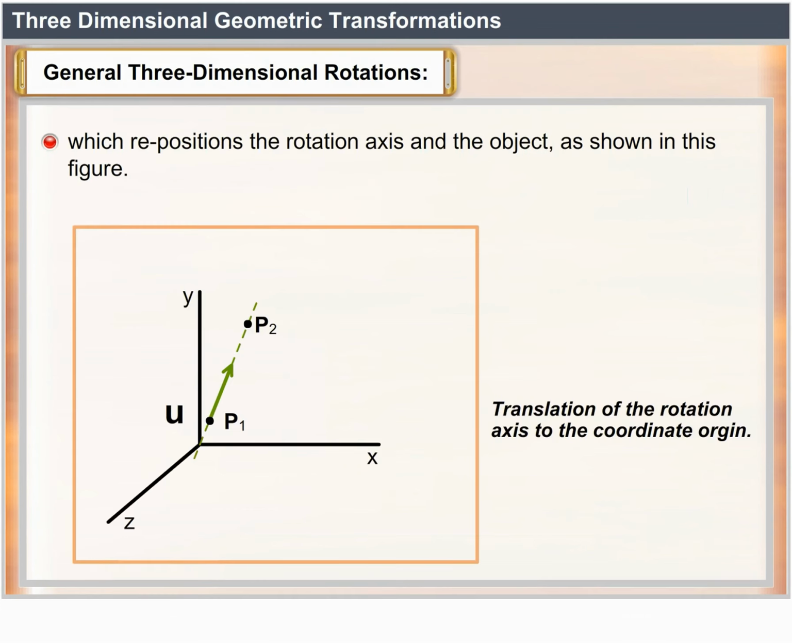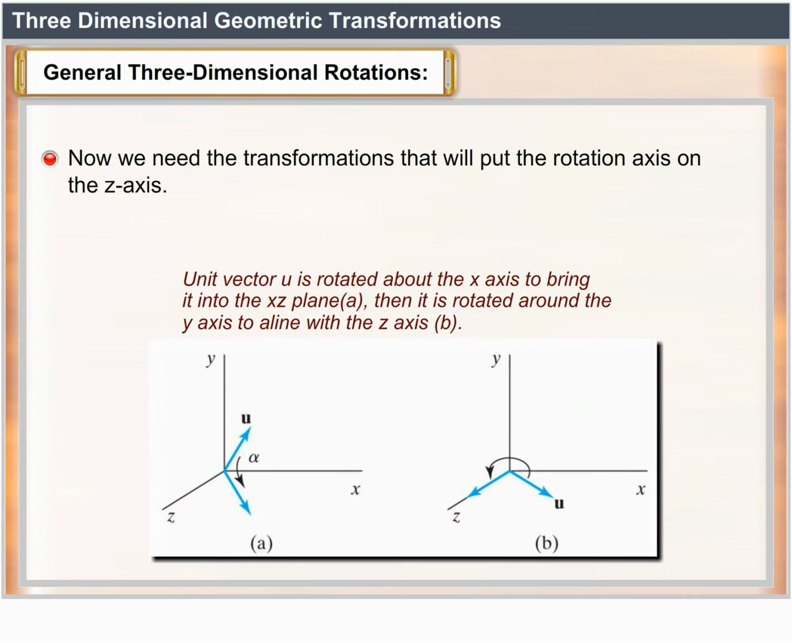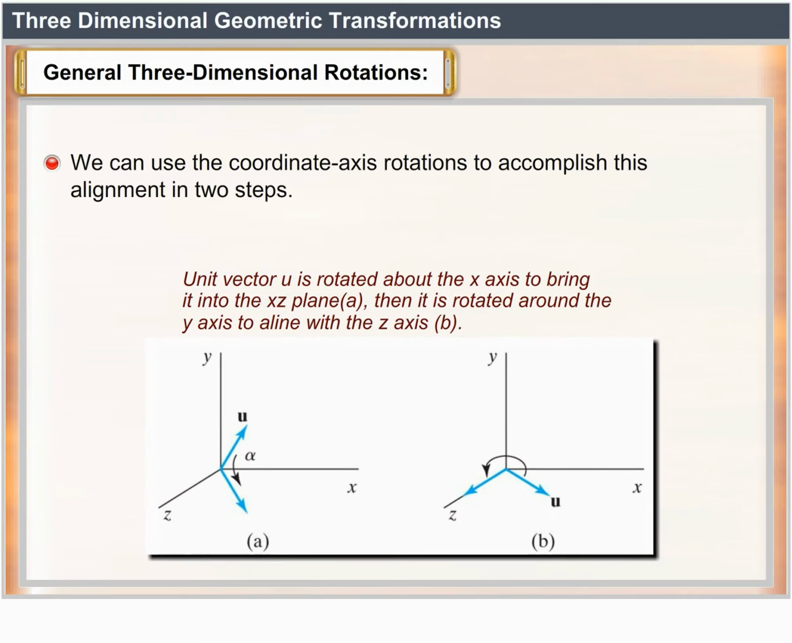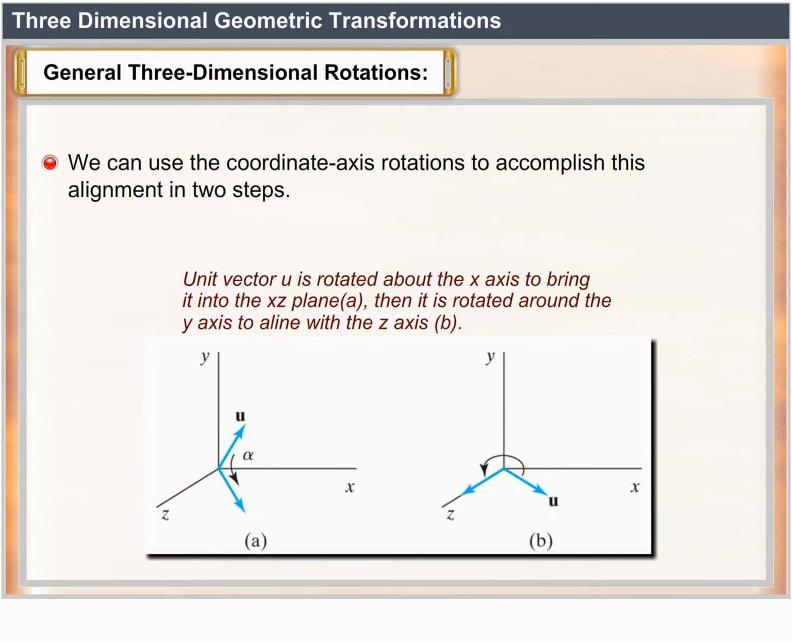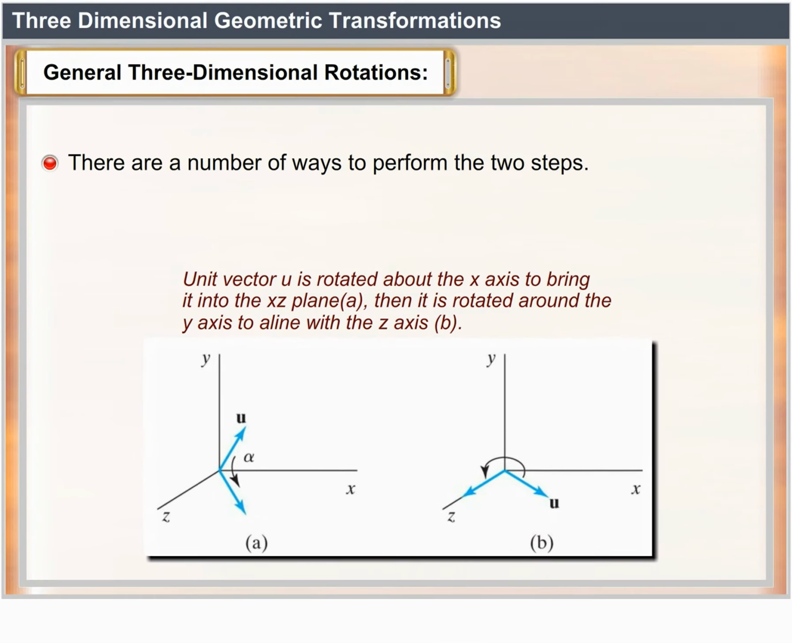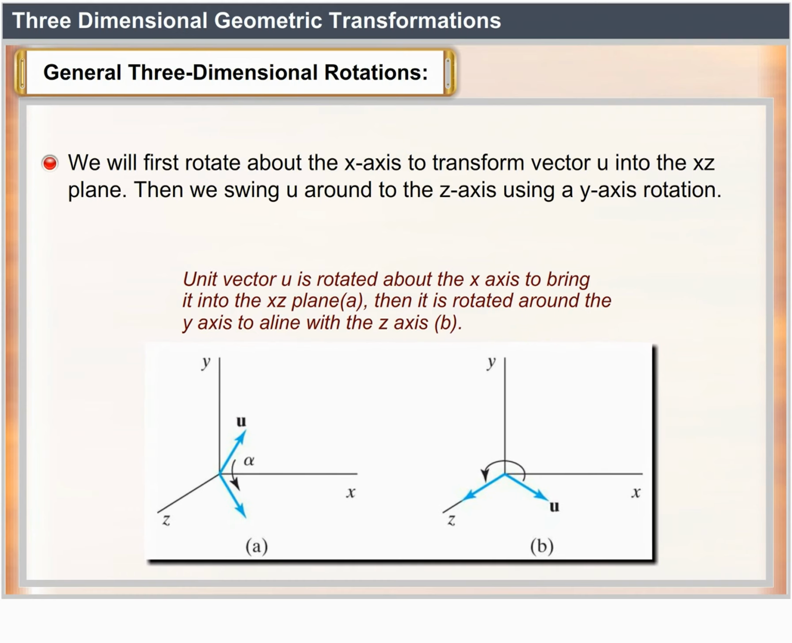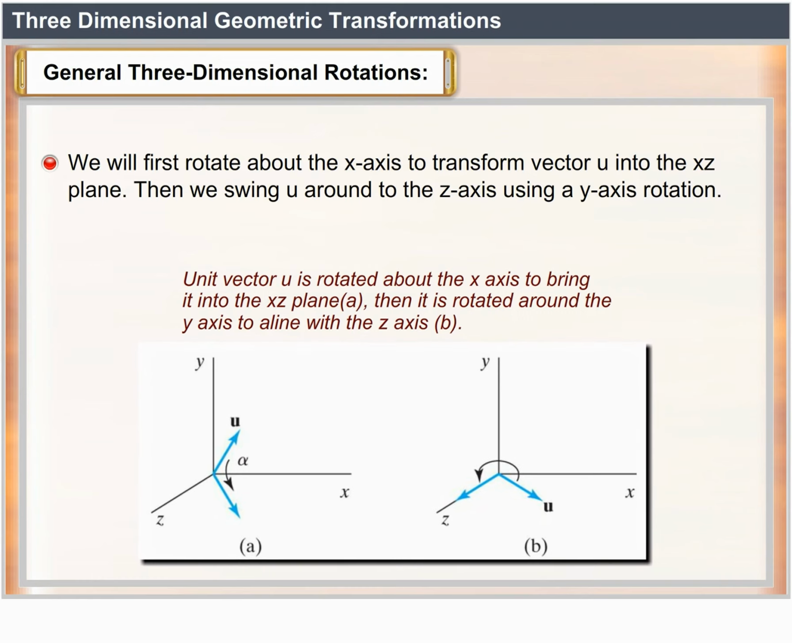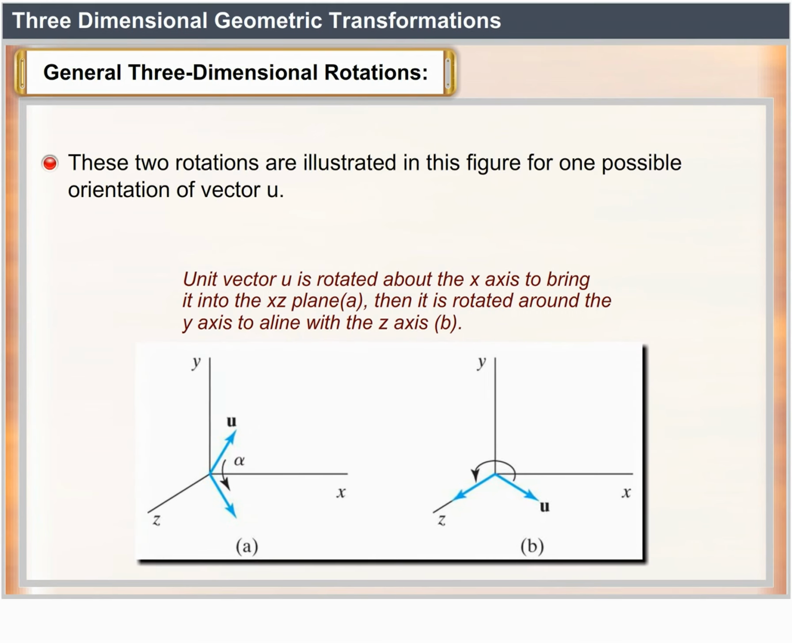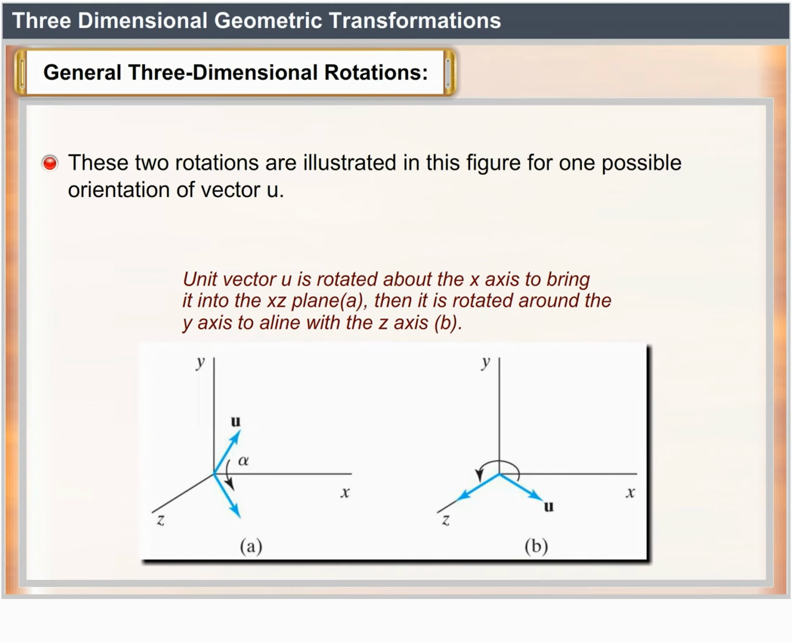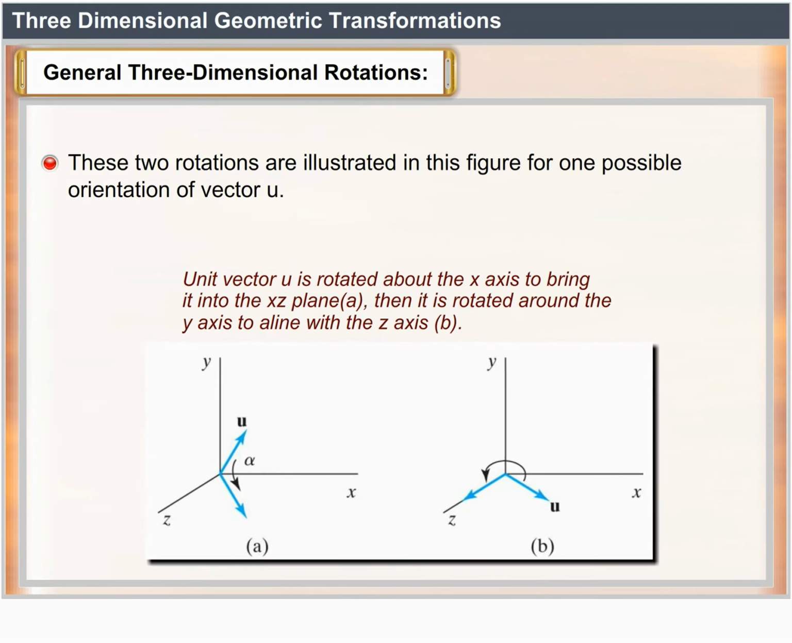Now we need the transformations that will put the rotation axis on the z-axis. We can use the coordinate axis rotations to accomplish this alignment in 2 steps. There are a number of ways to perform the 2 steps. We will first rotate about the x-axis to transform vector u into the xz plane. Then we swing u around to the z-axis using a y-axis rotation. These 2 rotations are illustrated in this figure for one possible orientation of vector u. Unit vector u is rotated about the x-axis to bring it into the xz plane, and then it is rotated around the y-axis to align it with the z-axis.